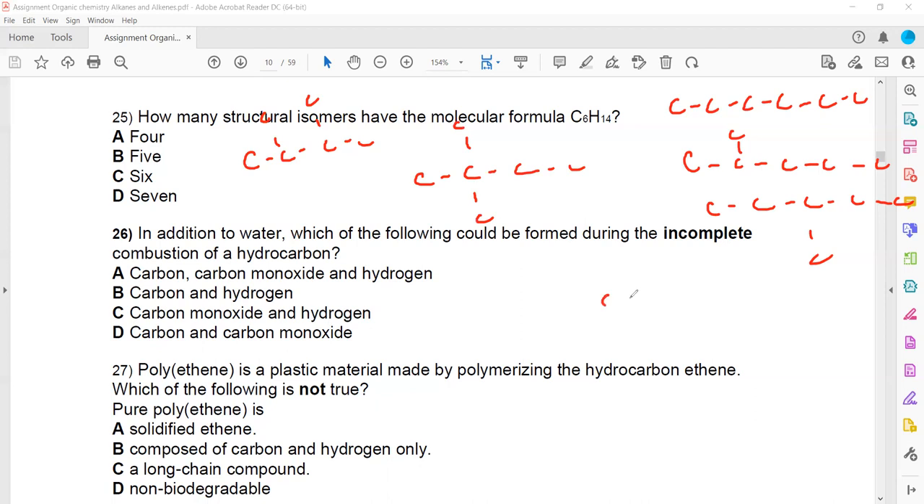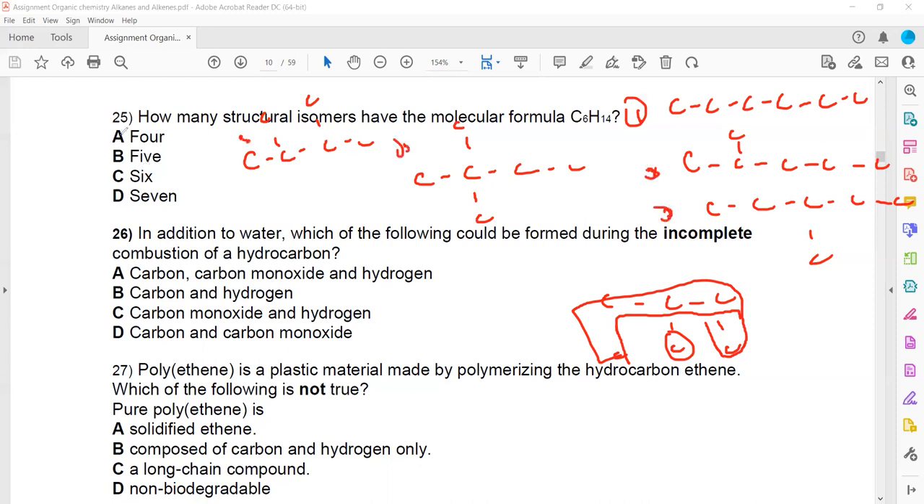Then if I try to make a 3 carbon chain and try to make a branch like this, actually it is not 3 branches, it is only 1 branch, because we start from here and end here. So only 1 branch is there with a 1, 2, 3. So this is also 3-methyl pentane. So the maximum numbers are 1, 2, 3, 4, and 5. So that's why B is the right answer.